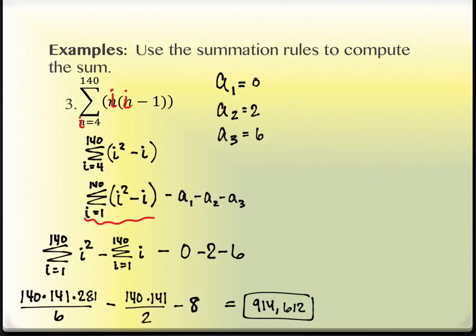So be careful with your computations. There's a lot of pieces that we're working with. Feel free to stop at different points if you wish, instead of doing it all in one massive piece in your calculator. Sometimes parentheses trip us up, those kind of things. So it will be 914,612.